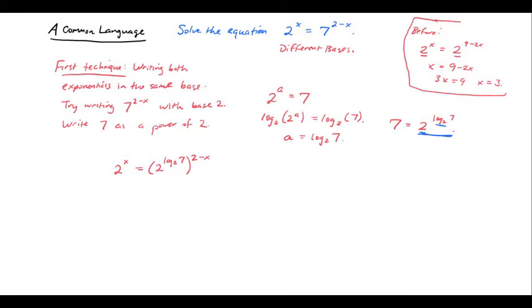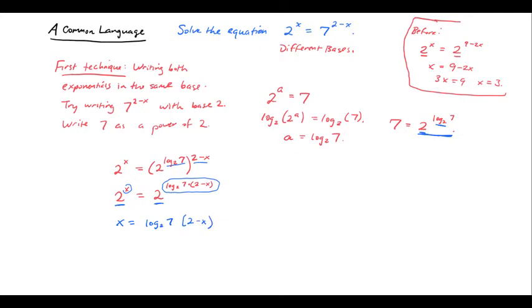And now I can simplify this equation on the right-hand side by using a property of exponents. If I have a power of a power, then that's the same as 2 to the log base 2 of 7 times 2 minus x. A power of a power is the same as taking the product of the exponents. And now I have an equation that is in the same base. The same base is 2. So now I can say, well, the exponents have to be exactly the same. So I can say that x equals log base 2 of 7 times 2 minus x.